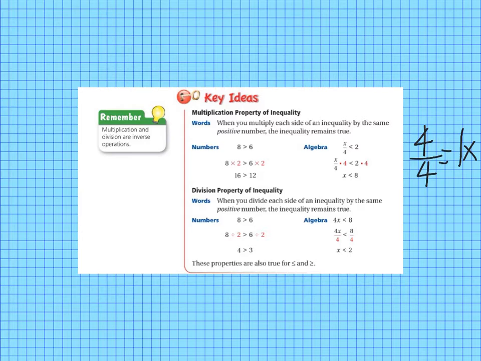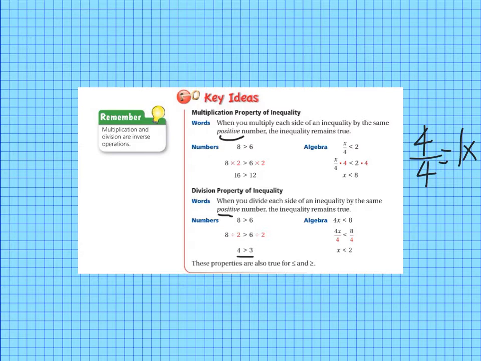And the division property of inequality works just about exactly the same way. When you divide each side of an inequality by the same positive number, the inequality remains true. So in numbers, 8 is greater than 6. So if we divide both sides by 2, we end up with 4 is greater than 3, and that is correct.